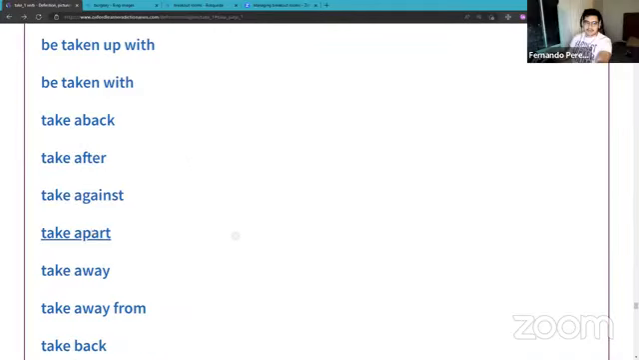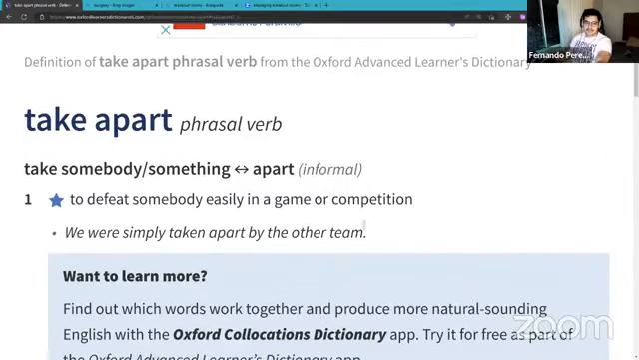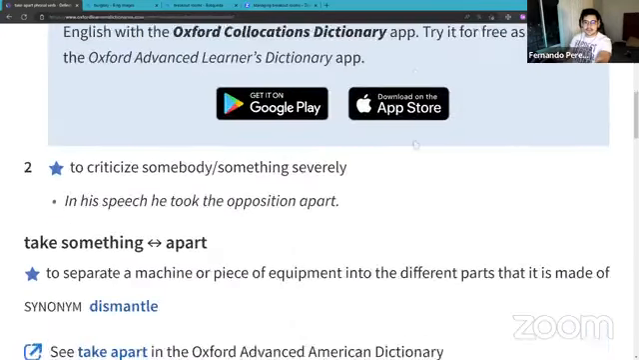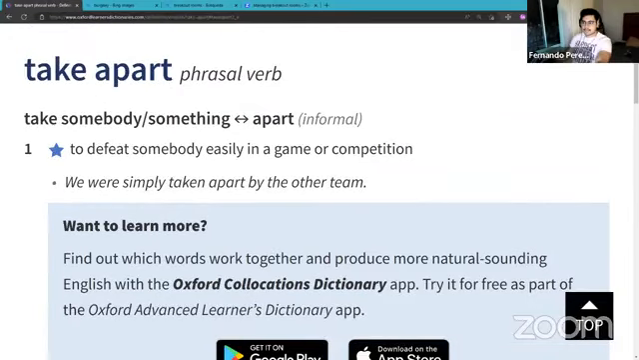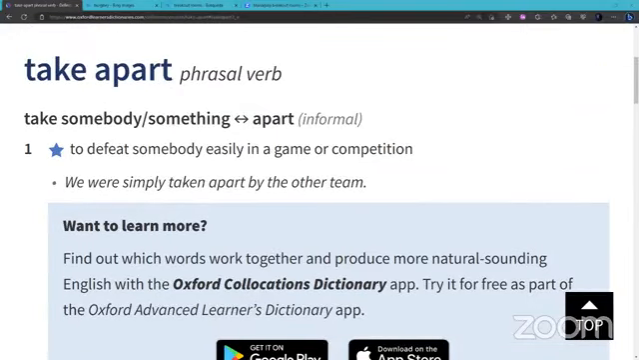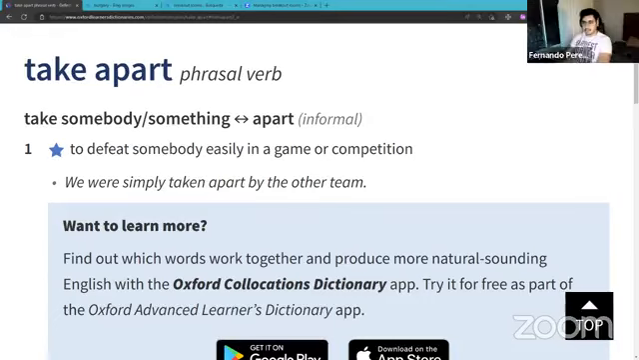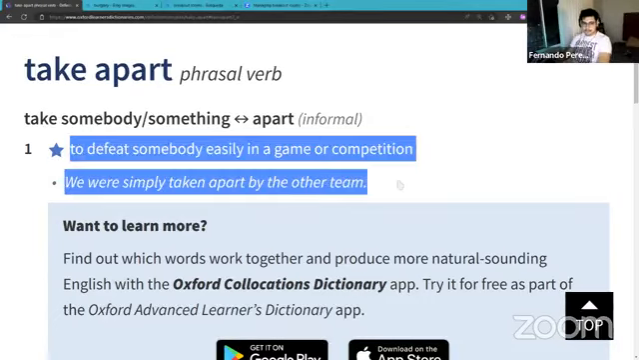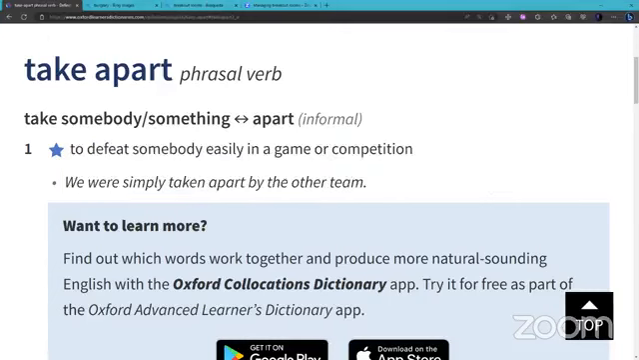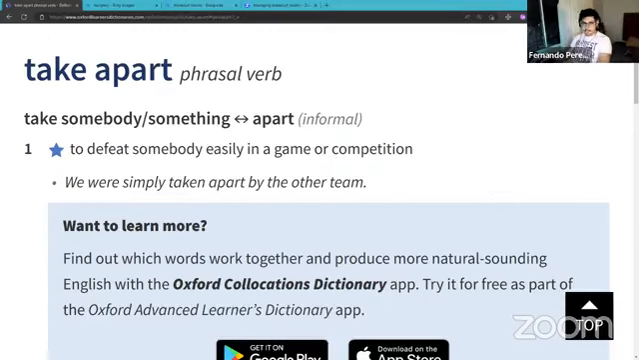No. Let's go with take apart. Informal. This is very useful. Help me, Isaac. Yes, take apart: to defeat somebody easily in a game or competition. I think that the most important part is to defeat easily. To defeat easily. I like it.